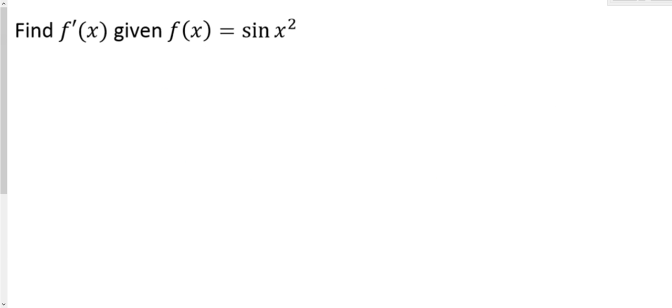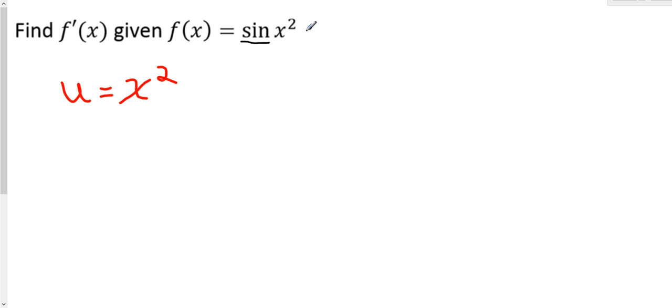All right, so let's take a look at this next problem. For this next problem, I'm asked to find f prime of x given f of x is equal to the sine of x squared. So in this case, I see that I have a composition, and the outside function is the sine function. The inside function here, u, would be the squaring function x squared, the function that just takes the independent variable and squares it.